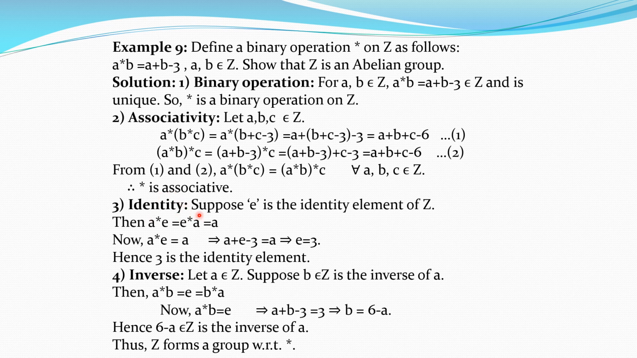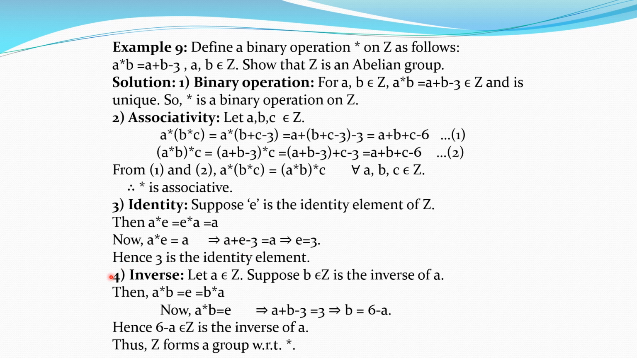Now, third is finding the identity element. So, we consider E as identity element in Z with respect to star. By definition of identity, A star E is equal to E star A is A. Now, as it is commutative, A star E equals E star A. So, directly compare A star E with A. Now, by definition of star, A star E is A plus E minus 3. So, we get A plus E minus 3 is A. Now, shifting A to the right side, A minus A is 0. Again, shifting 3 to the right side, we get E equal to 3.